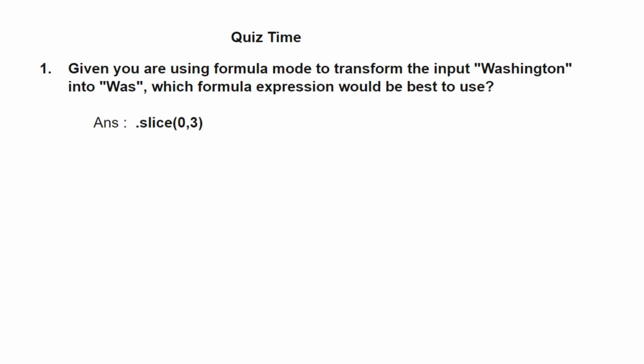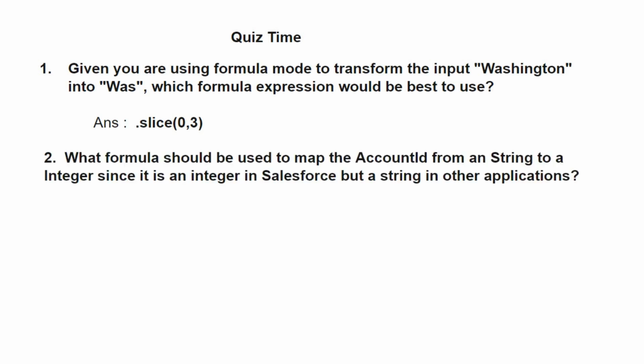So as we discussed, in slice, the first 0 indicates the index you want to start with from the given string, and 3 is the length of your substring. Okay, let me go to the second question.